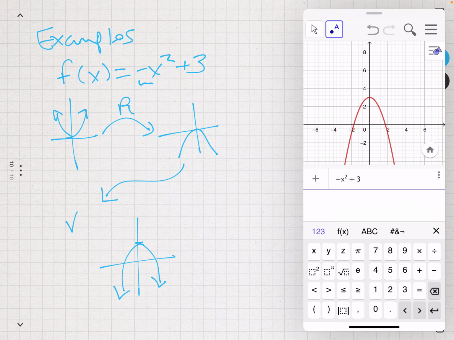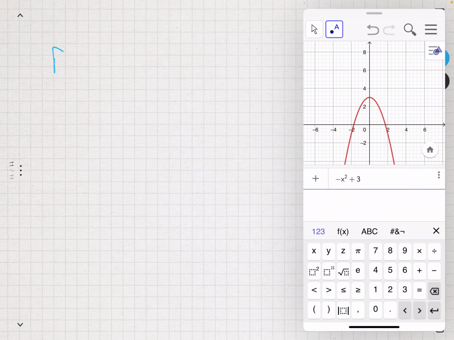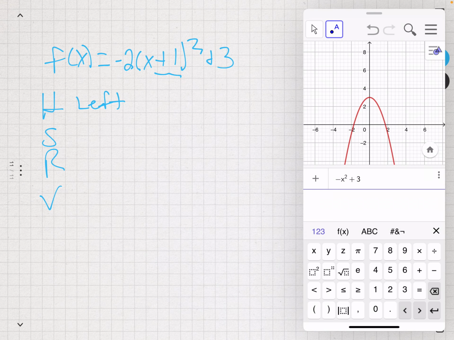And let's try another example. Here we have f of x equals negative 2 times x plus 1 squared plus 3. And so our h, s, r, v. So we're going to go, this plus 1 means left 1, stretch times 2, reflect times negative 1. I'll use a dot instead of an x, so times 2, times negative 1, and v up 3.